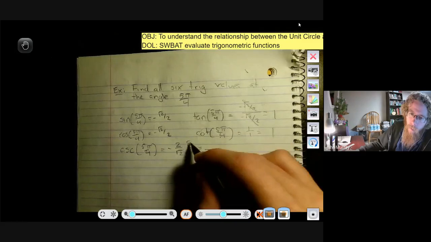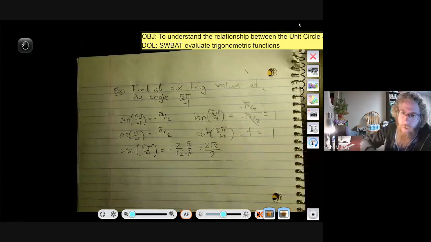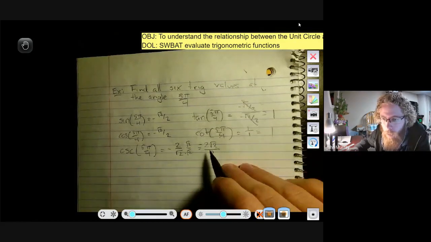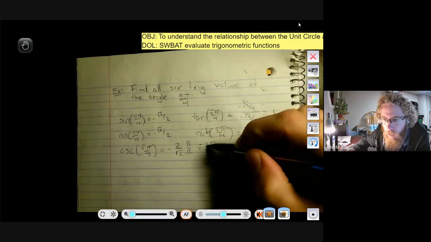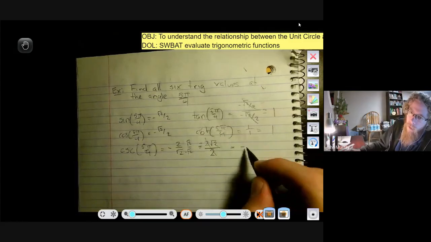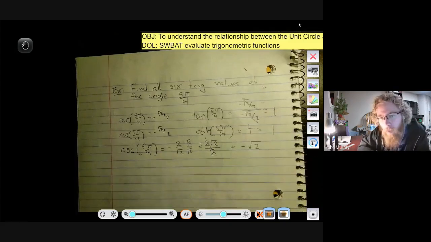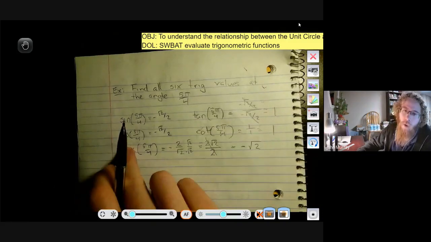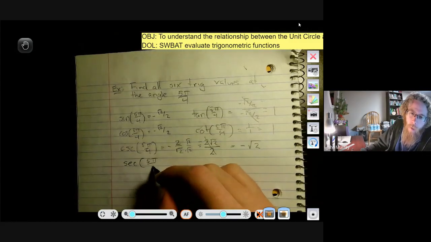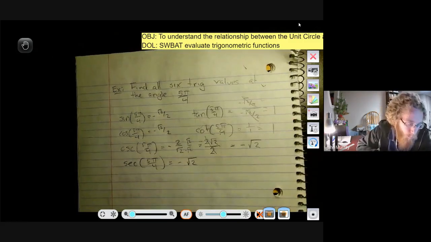In the numerator, these two are separate, so we're just going to put 2 times the square root of 2, and it's negative. We bring the negative along. And we can simplify further. These 2's divide out. So the cosecant is the negative square root of 2. And because cosine is the same as sine, then we can say that the secant will be the same as cosecant, negative square root of 2.